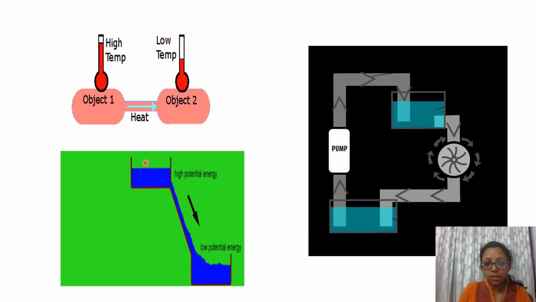So, as I can see, this jar is at a higher potential energy because of the height, and this is at a lower potential energy. So, the water flows from this point to this point. But if I want to take my water back to this point, what do I need? I need some external push or a source, and that is nothing but a pump. So, if I place a pump, I can push the water from this point to a higher point also.